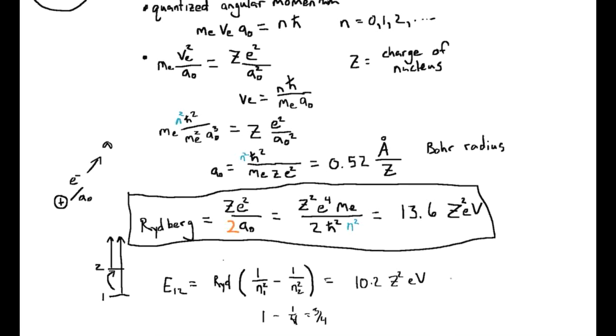Now in hydrogen, this first electronic excitation, the 1 to 2 state, is called the Lyman alpha transition, and sometimes abbreviated Ly alpha.